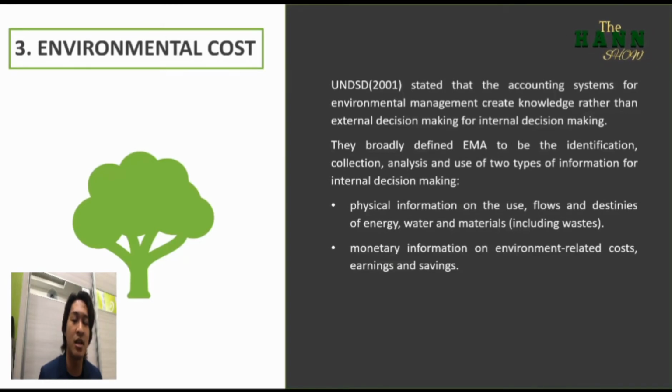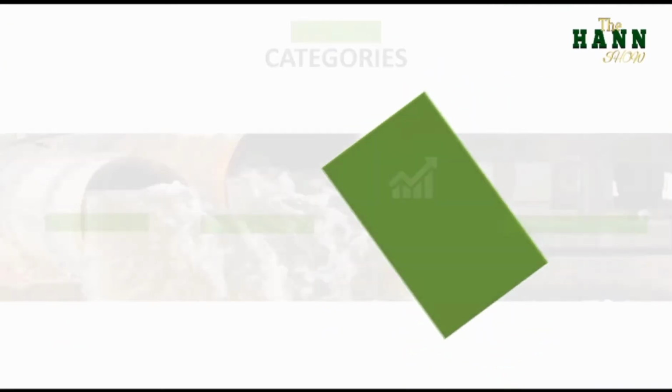They broadly define environmental management accounting as the identification, collection, analysis, and use of two types of information for internal decision making, which are the physical information on the use, flows, and destinies of energy, water, and materials, including waste, and the other one is monetary information on environment related costs, earnings, and also savings.